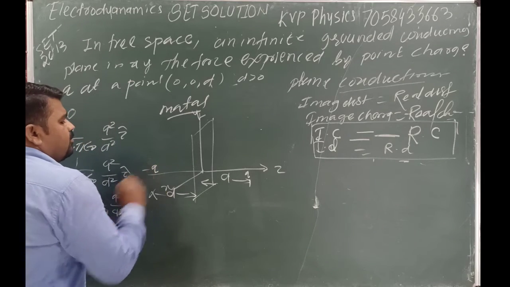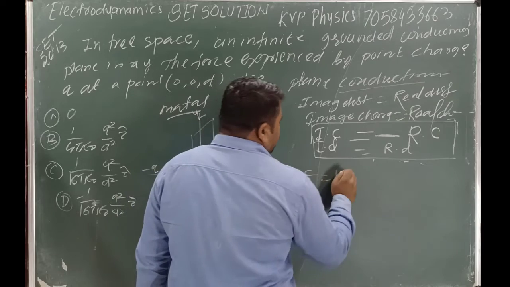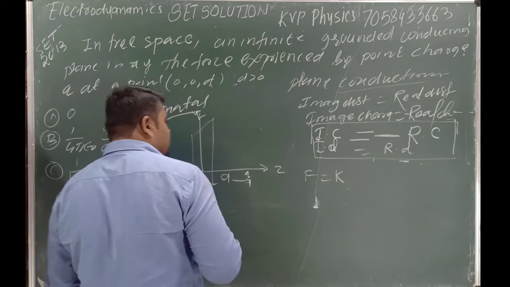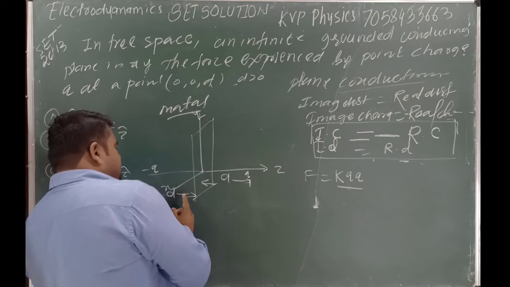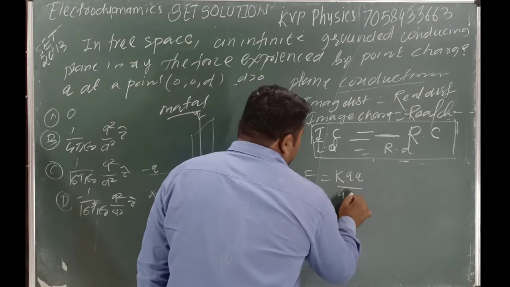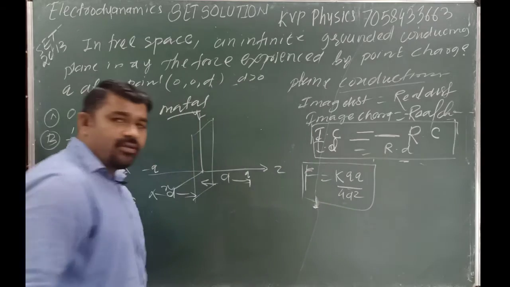Here minus q. How to find the force? F is equal to k, first one q, second one minus q, but we take the magnitude. What is the distance? d plus d, 2d, squared, so here it is 4d square. Okay, this is the magnitude of force.